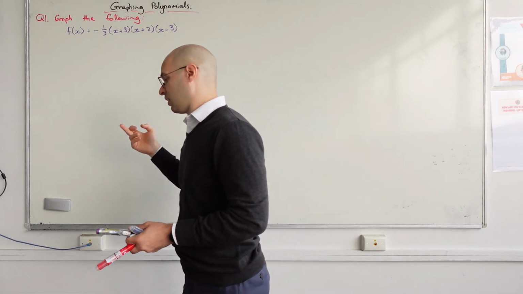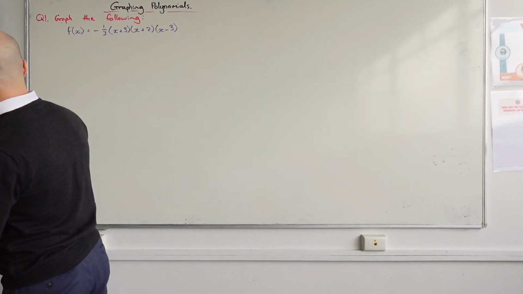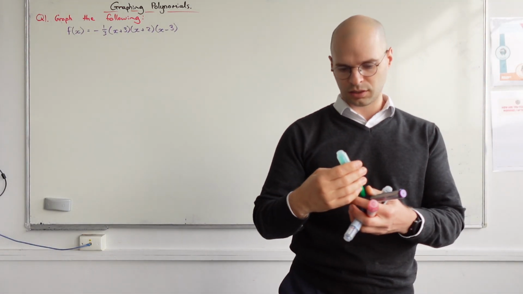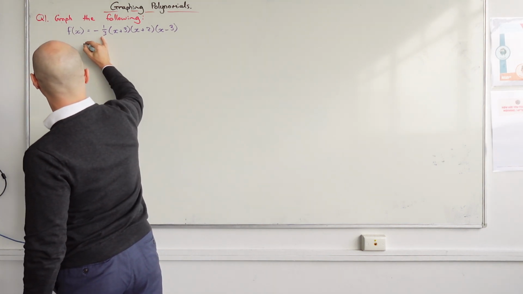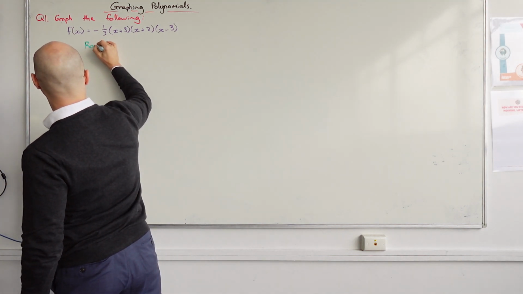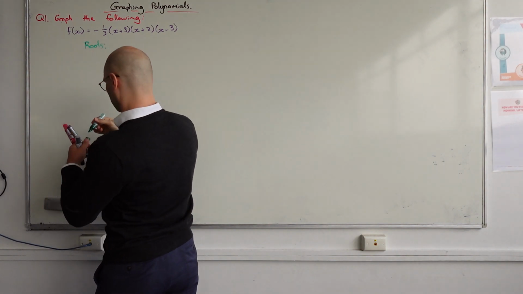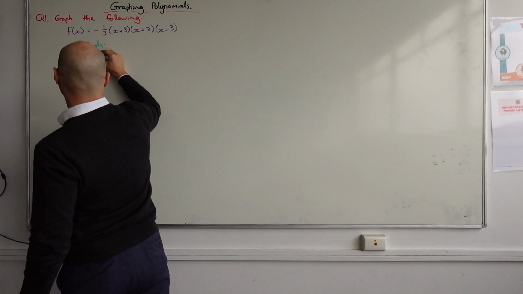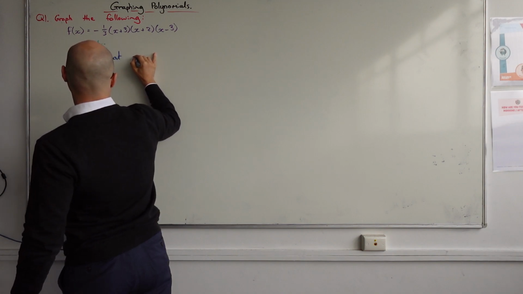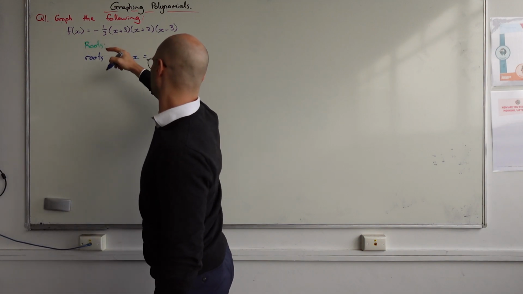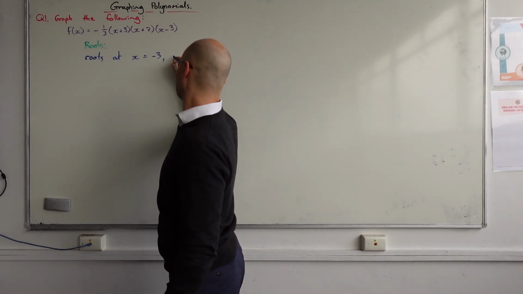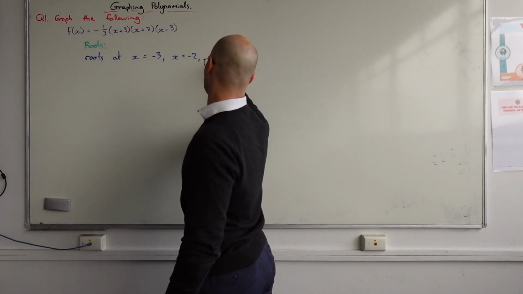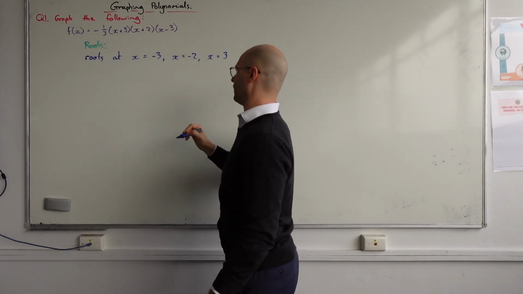So looking at this, by inspection, where would the roots on this polynomial be, Mr. Leishman? Plus minus 3 and negative 2. So you're going to see roots at x equals minus 3, x equals minus 2, and x equals positive 3.